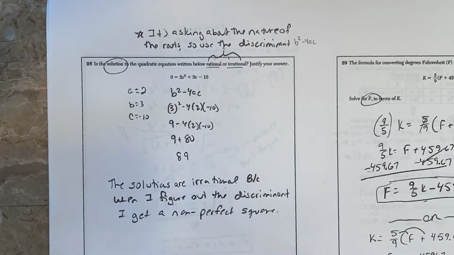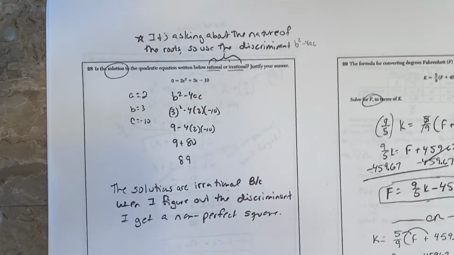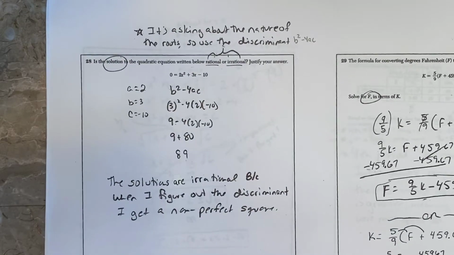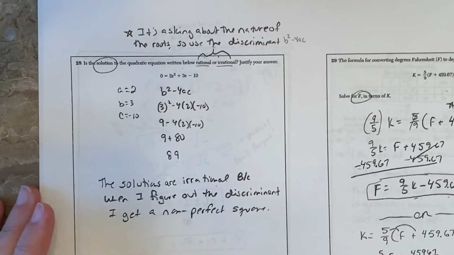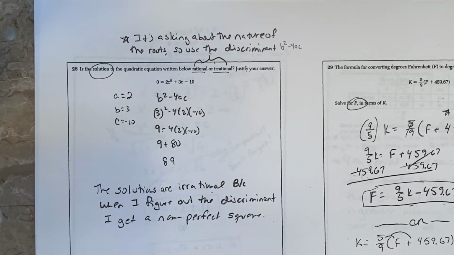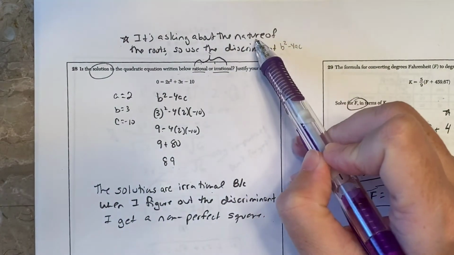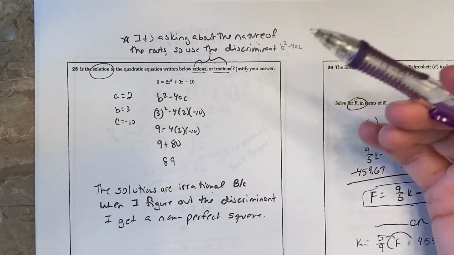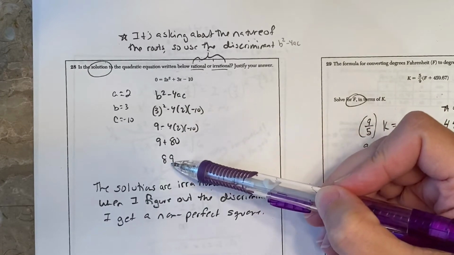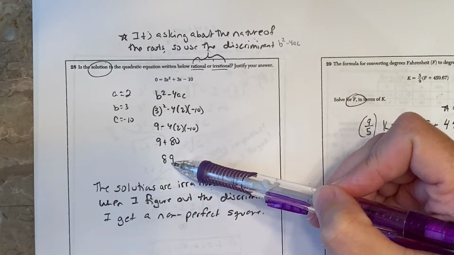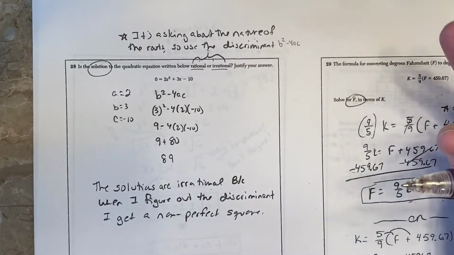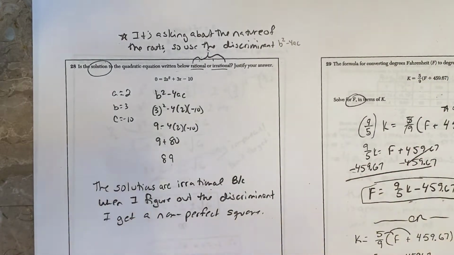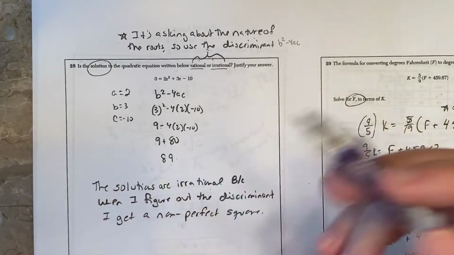Is the solution to the quadratic equation written below rational or irrational? Justify your answer. So this is actually them asking you to do the discriminant, okay? So this is asking about the nature of the roots. What kind of roots are these? So I had taught you when you plugged in and you got a number that was positive, it meant it was 2 real roots. But then you had to decide if it was rational or irrational. It had all to do with the specific number and if it was a perfect square or not.